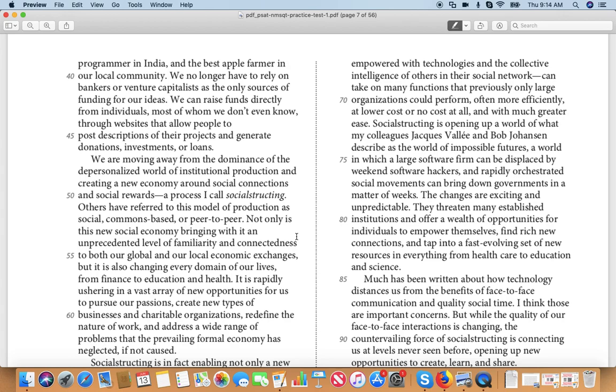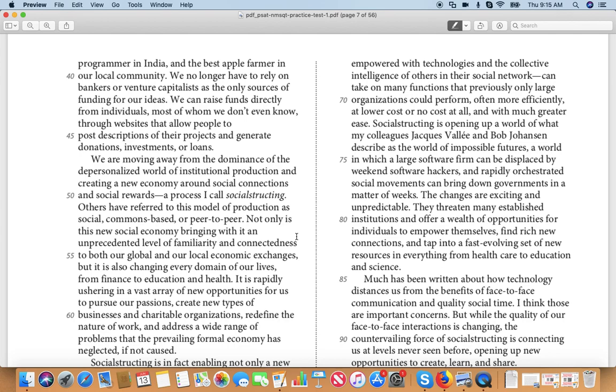We no longer have to rely on bankers or venture capitalists as a source of funding for our ideas. I want to talk about the term venture capitalist real quick. A venture capitalist is somebody that invests in small businesses or small startups. So saying we no longer have to rely on bankers or venture capitalists means we don't have to rely on professional investors as the only sources for funding our ideas.